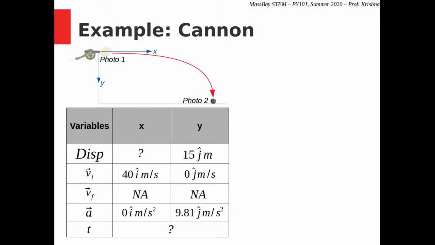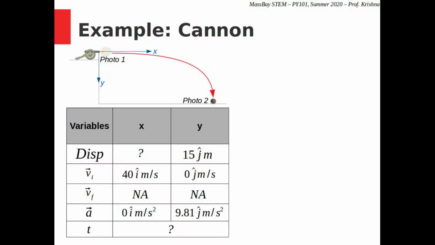We are told that the vertical distance through which the cannonball falls is positive 15 j hat meters. We also know that it was fired horizontally. That means it had no velocity in the y direction initially, but its velocity in x was 40 meters per second. Finally, the acceleration in y is due to gravity, 9.81 meters per second squared. And unless you are told otherwise, in projectile motion, acceleration in x is always 0.